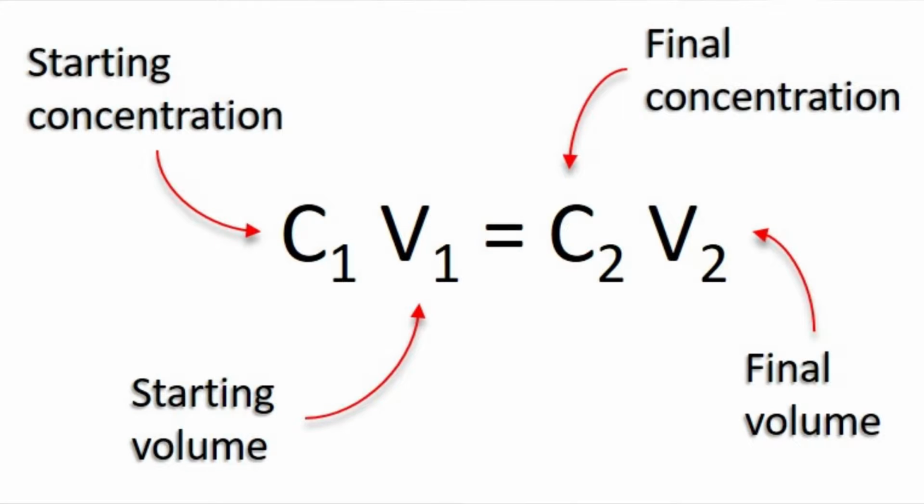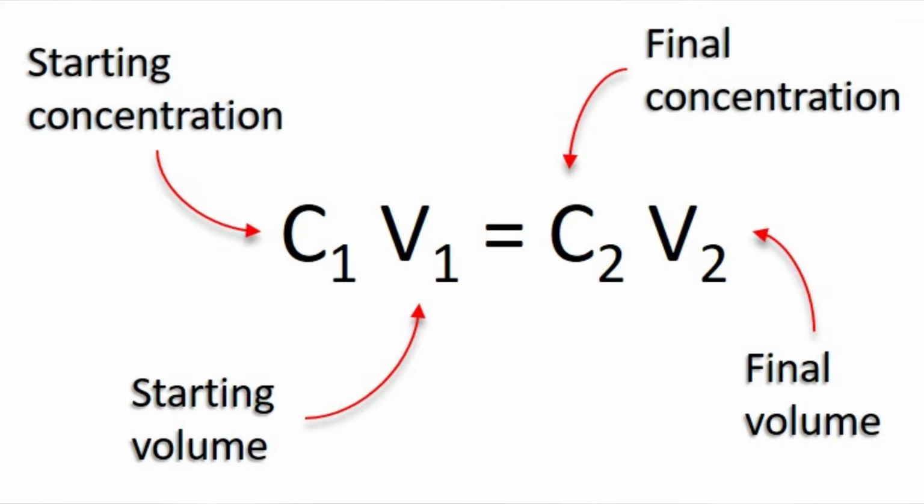In this case, we will be adding water to our stock solution to dilute it. The equation that we use to find the concentration of the diluted solution is C1 times V1 equals C2 times V2, where C1 is the concentration of the stock solution, V1 is the initial volume, C2 is the concentration of the diluted solution, and V2 is the final volume.